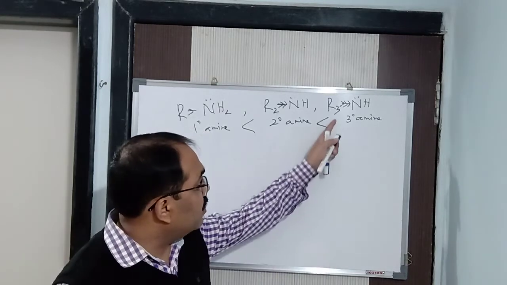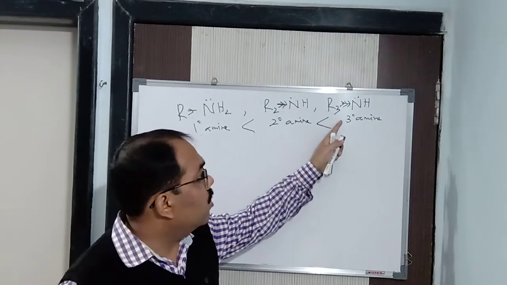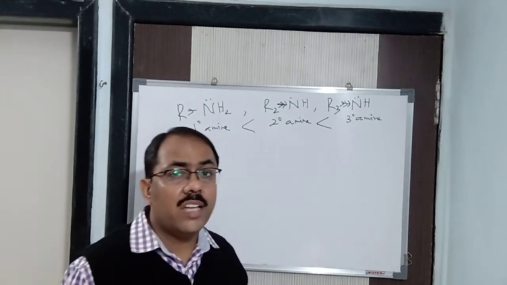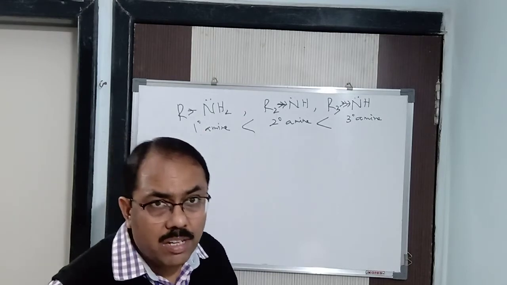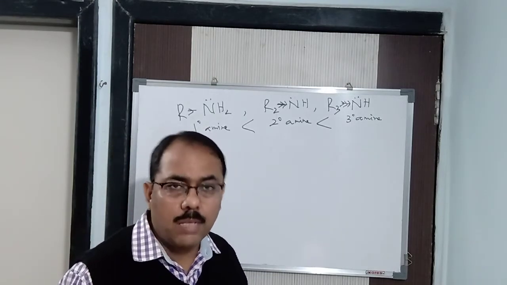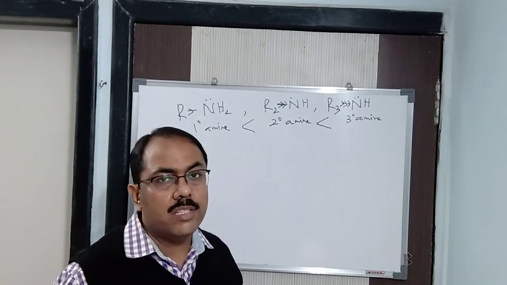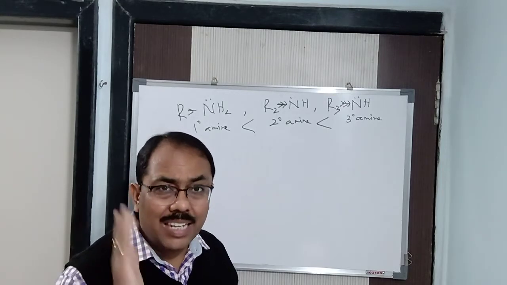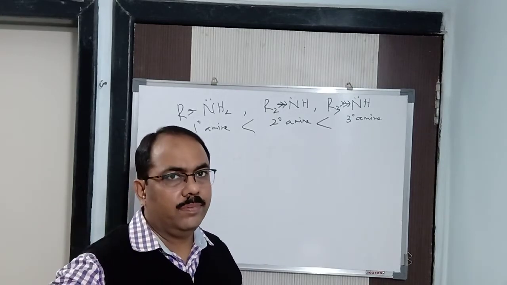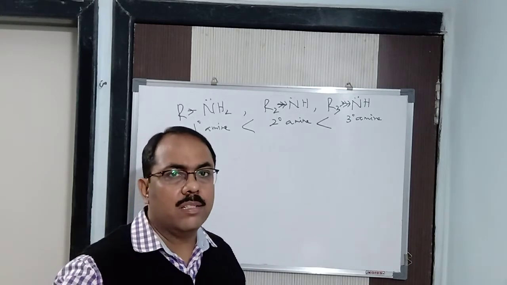In this case, it is not. Why? Because 3 alkyl groups are there. I have already discussed with you. It will suffer steric hindrance. It will suffer steric repulsion. And due to repulsion, it is not stable. It is unstable. As it suffers steric hindrance or steric repulsion, so 3 degree amine is less stable in nature compared to all the amines.